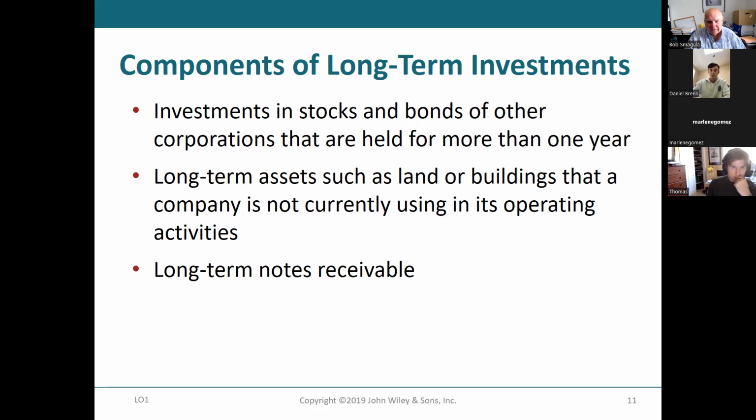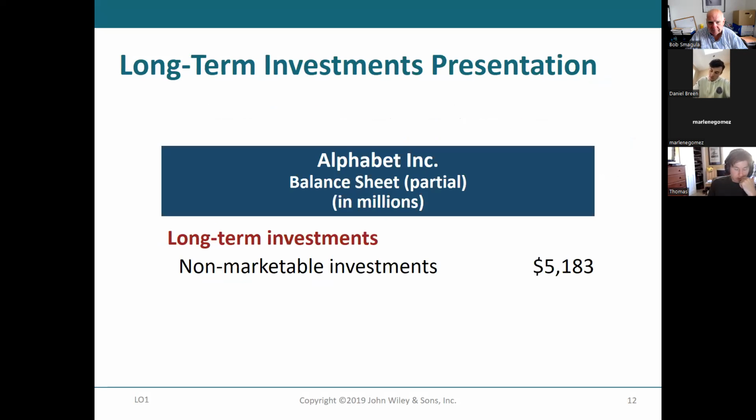I hope she's okay. Components of long-term investment. Investment in stocks and bonds of other corporations. You hold them for more than a year. It's a long-term investment. Land, building, equipment. That's certainly long-term investment. And a note receivable. You might have loaned money to somebody and they owe you money, but the money's not due for 5, 10 years, long-term. And your long-term presentation on the balance sheet will be just that. You're going to have long-term investments. I'd like to see a colon after the S in investments, non-marketable investments.